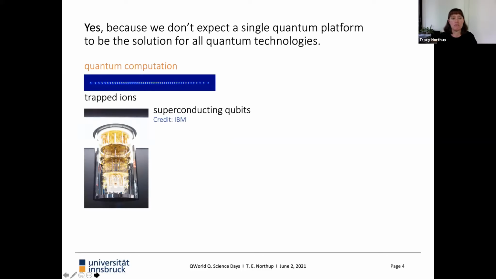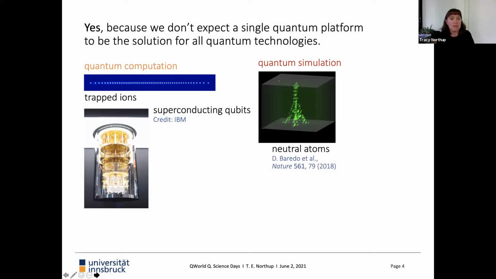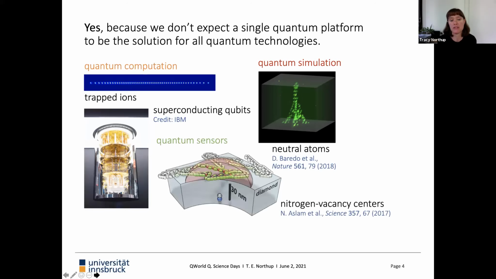And then you might say, okay, well, maybe we'll figure out that there is one best quantum computing platform. That might be the case, but it's also quite likely that, say for quantum simulation, there's actually another platform that's more suitable. So here's an example of neutral atoms in this beautiful Eiffel Tower shape that are being held in these arrays, and that are really well suited to have large simulations based on arrays of hundreds or even thousands of atoms interacting with each other.